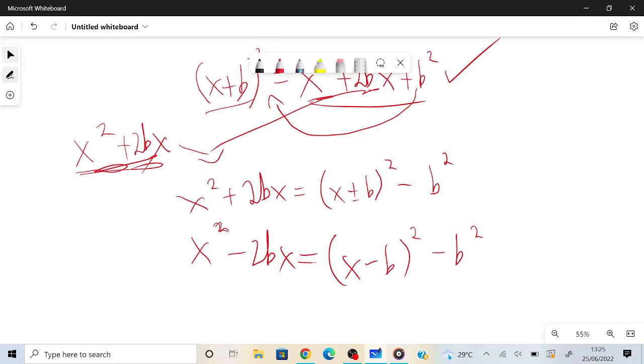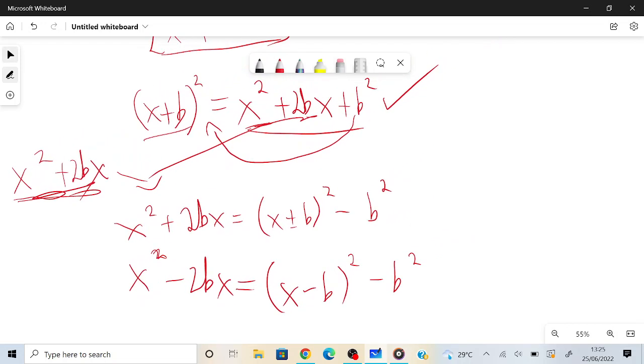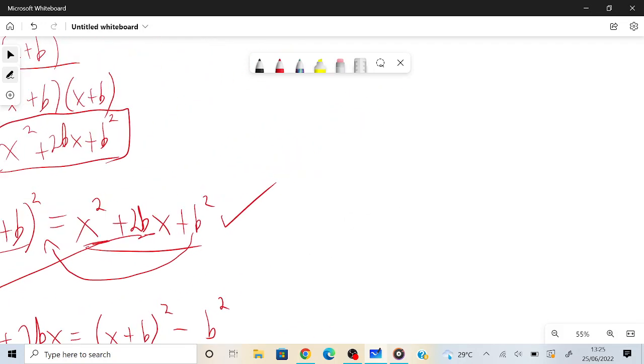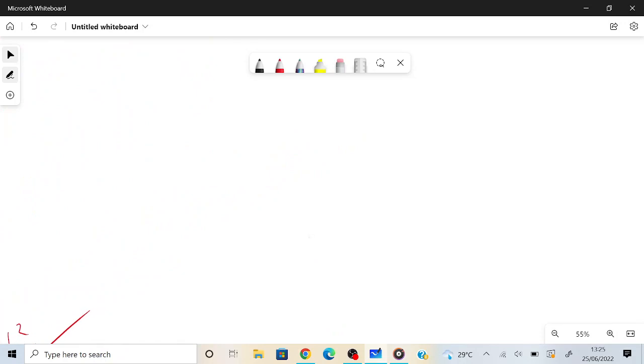So now that we have our ground foundation on completing the square, let's have a look at some examples, because this is a topic that is more understandable when you do examples. So the first one I have here says x squared minus 12x, and we need to complete the square.